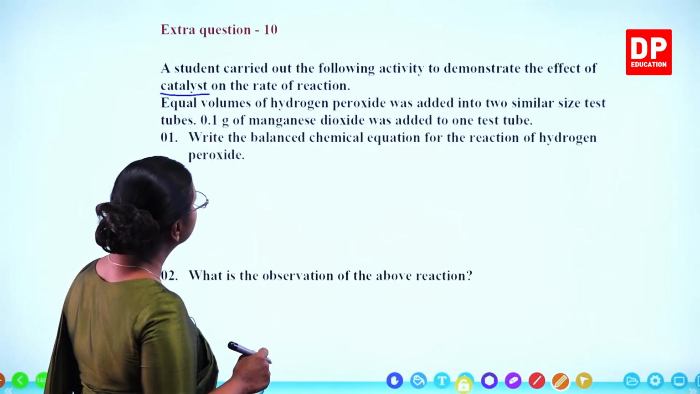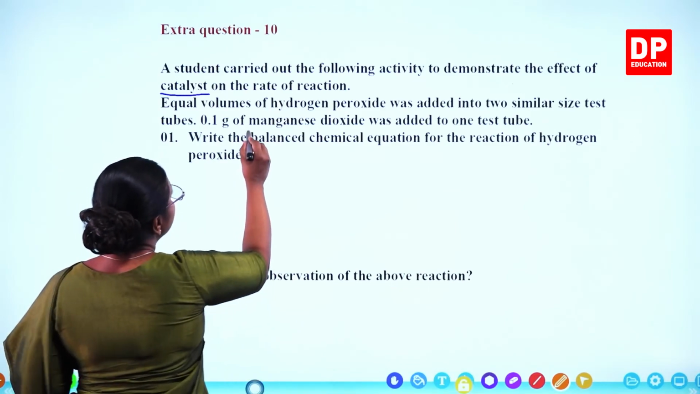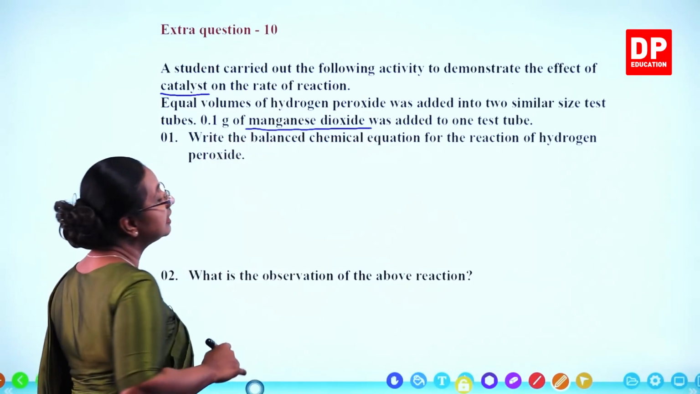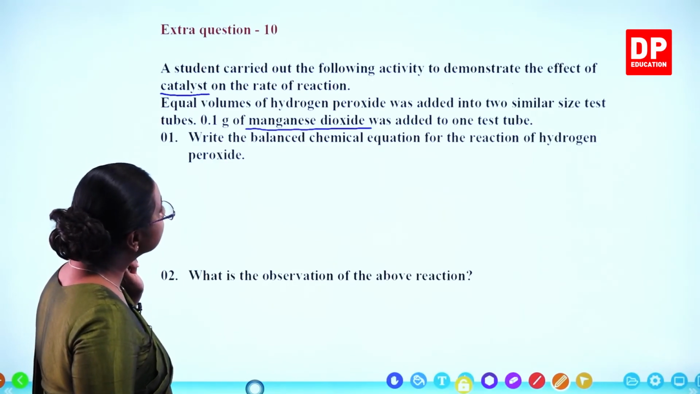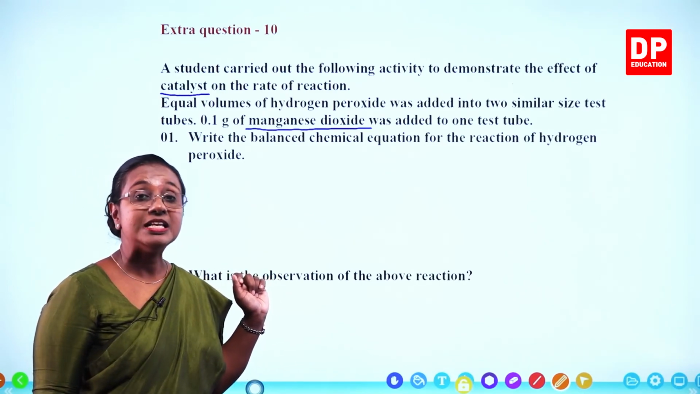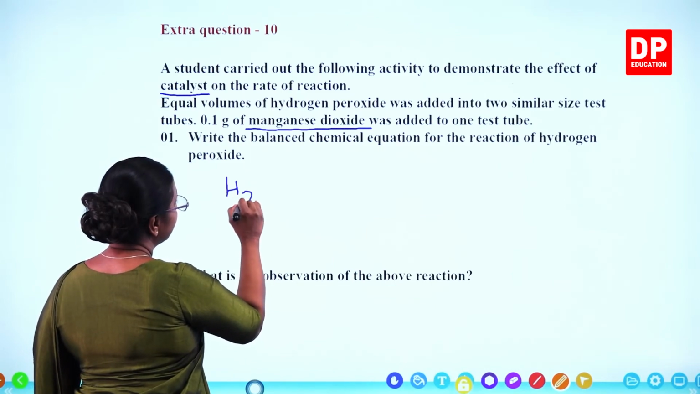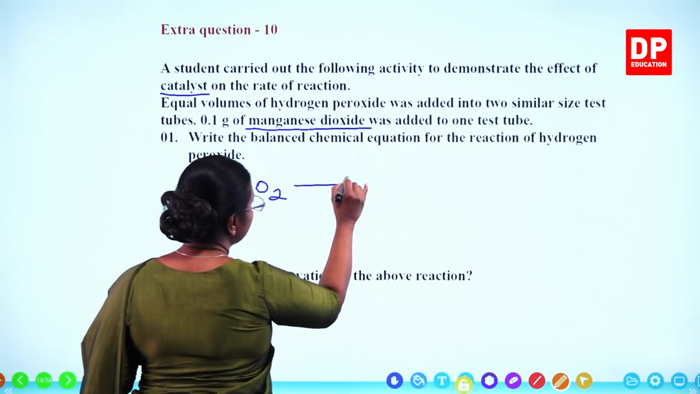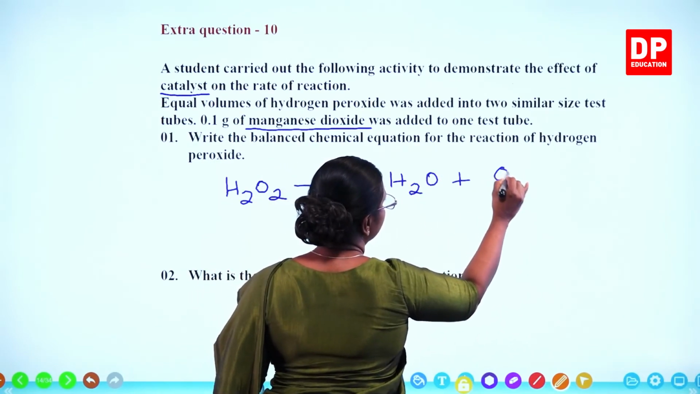0.1 gram of manganese dioxide was added to one test tube. So, here manganese dioxide is the catalyst. First question, write the balanced chemical equation for the reaction of hydrogen peroxide. So, it is a dissociation reaction. Hydrogen peroxide is H2O2. You can remember this reaction. It forms H2O and O2.